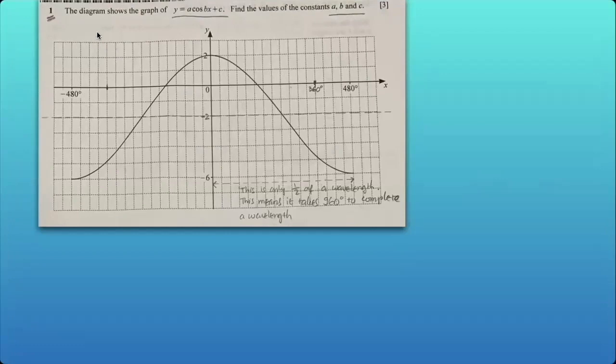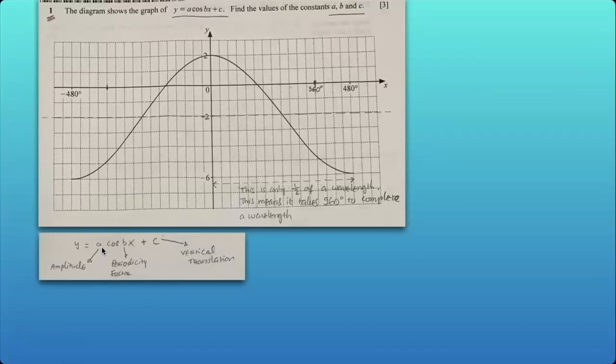Number 1, the diagram shows the graph of this function. Find the values of the constants A, B, and C. A is the amplitude of the function, B is the periodicity factor, and C is the vertical translation.